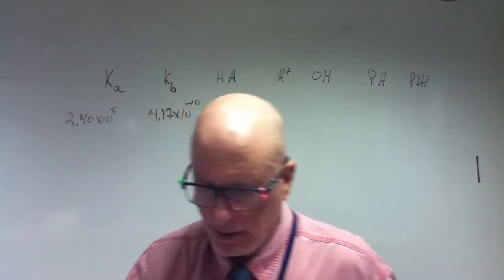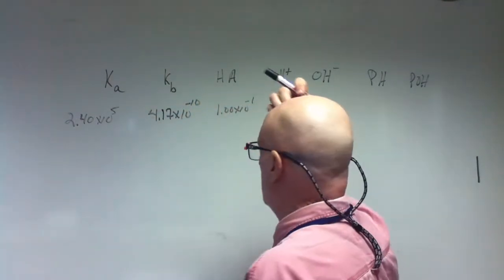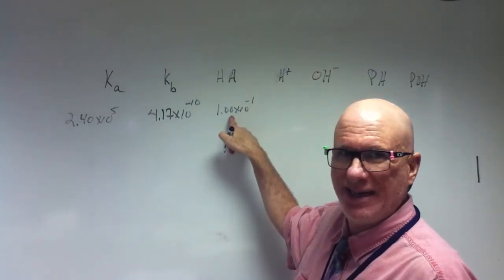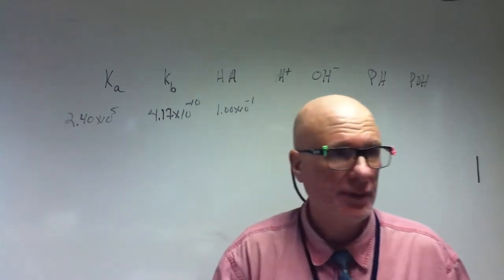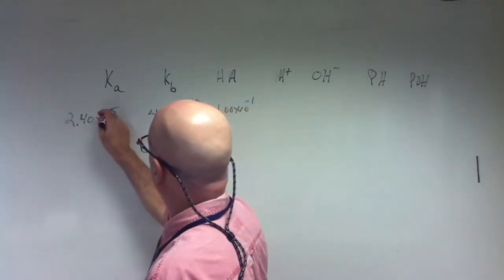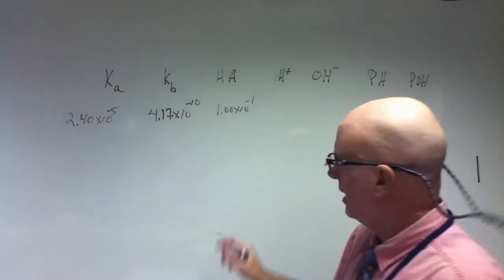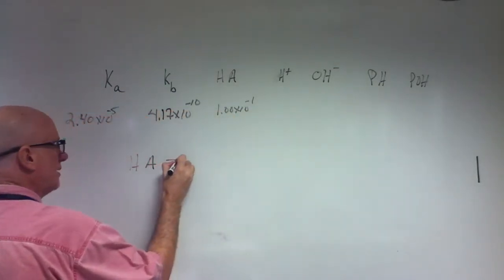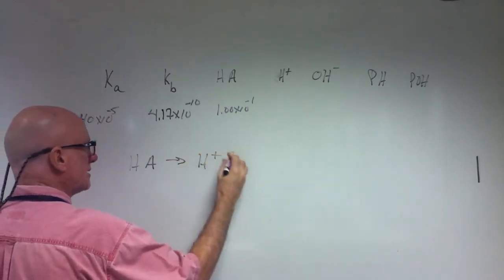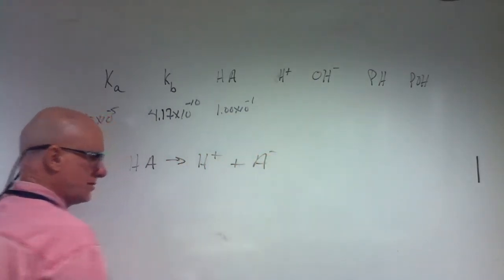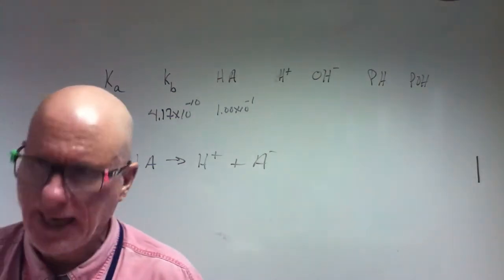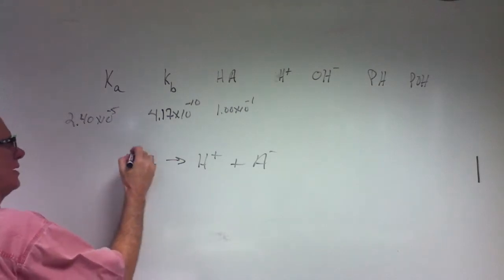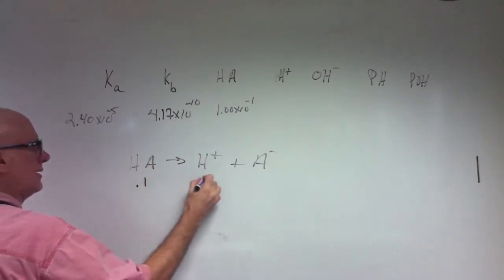All right, now, let's do the estimation. The estimation says, let's make that 0.01. It just looks a little bit neater, right? Negative 5, right, thank you. Nice assist, well done. All right, so you know that it's going to be HA yields H plus A minus, correct? And these are all going to be Ka expressions. So I know that that's going to be 0.1, that's x, that's x.